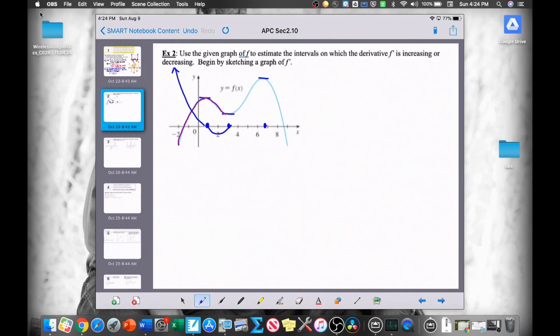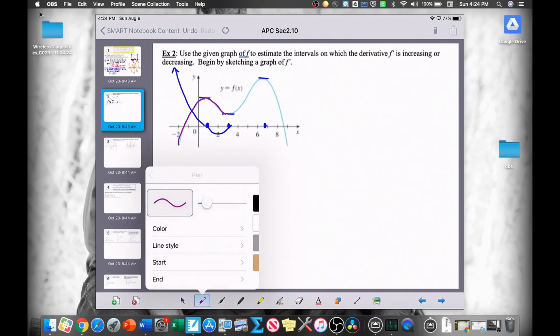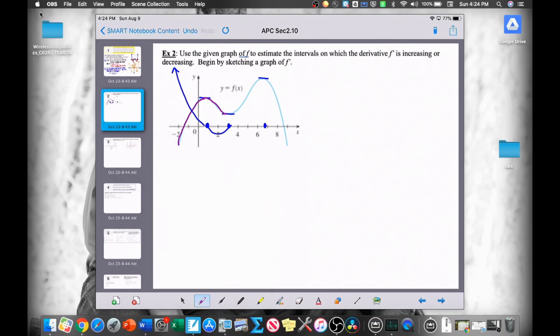Then, back to my original function f of x, from x equals 3 to about x equals, I don't know, 6.75 or so, I am once again increasing. So I know that my derivative graph needs to be above the x-axis. However, it needs to cross the x-axis again where I put that third x-intercept. So I'm going to have some sort of a hump above the x-axis between x equals 3 and about x equals 6.75. So something like this.